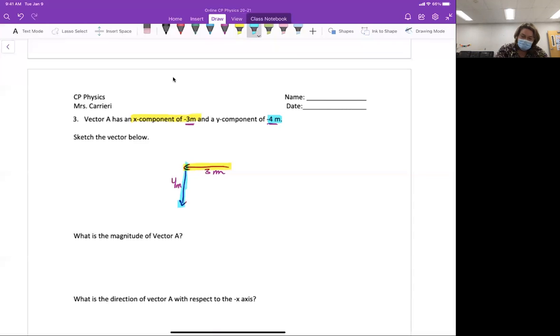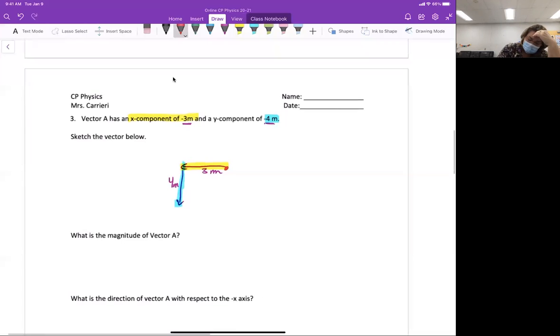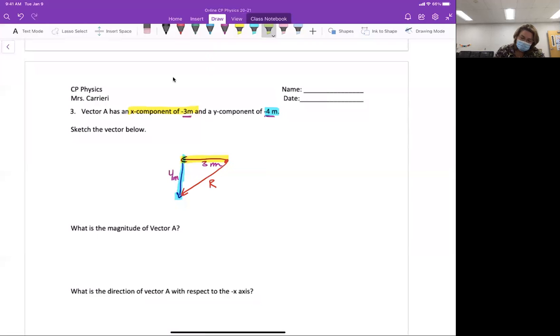Now, that's not the vector. Those are the components of the vector. So how do I draw the vector that they represent? Well, I start at the beginning and I go to the end, and this is the vector. We'll call it R, the resultant vector. So there's the sketch of the vector R. This is what they're asking for. This is the answer.